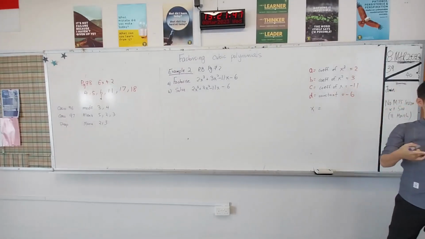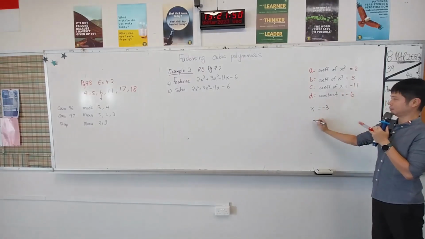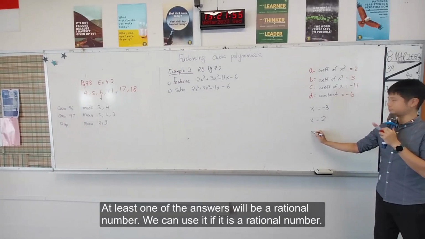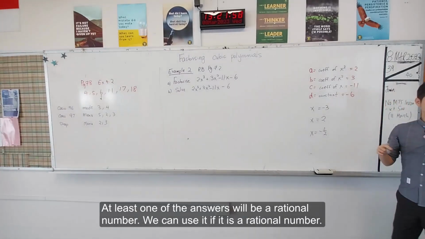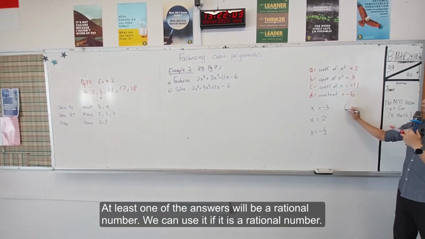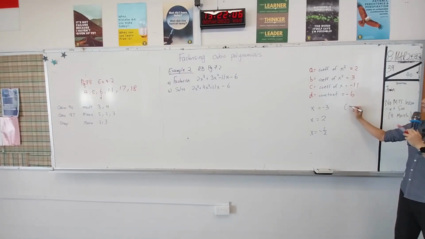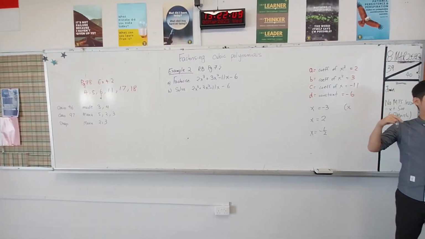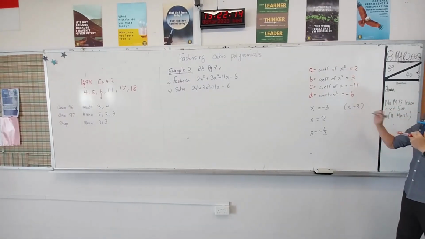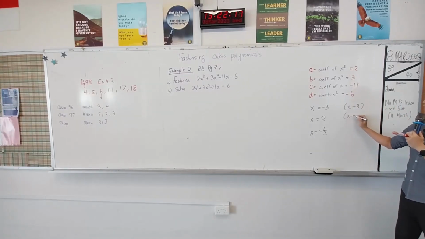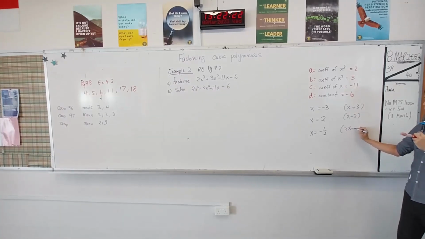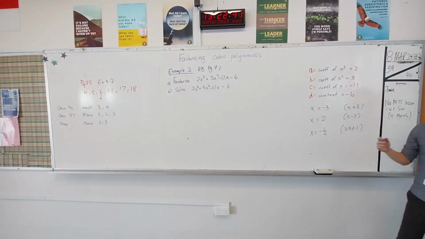x is, first one, negative 3. The other one is positive 2. And the last one, yes, negative half. So what are the factors that we are going to use? What do you think? Which divisor do you think we are going to use? x plus 3, or we can use x minus 2, or we can use 2x plus 1. So how do we present our answer?